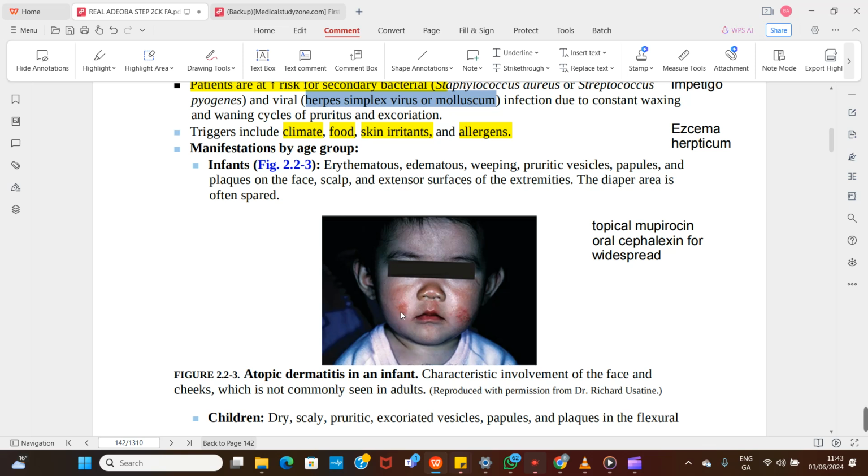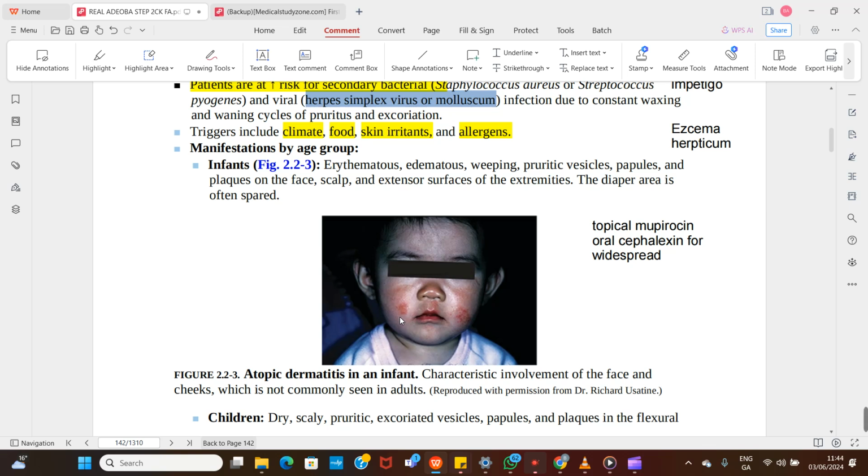Just see them, tiny, tiny dots. They can have some discharge from it too. So they are being called weeping lesions, but they are going to be pruritic because they are going to be scratching it. Pruritic, erythematous papules and vesicles, right?